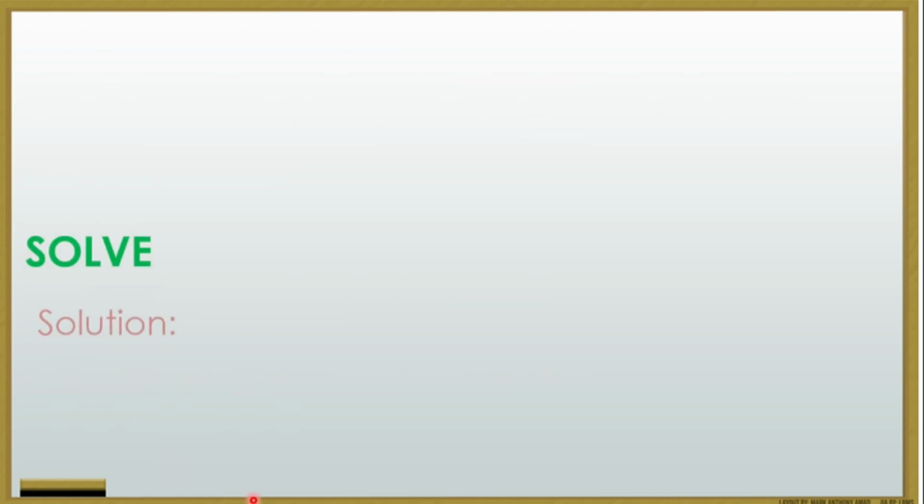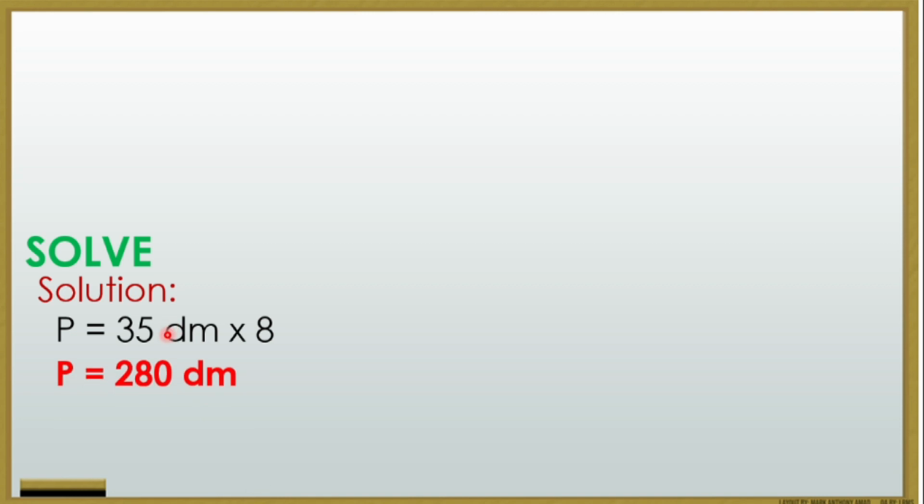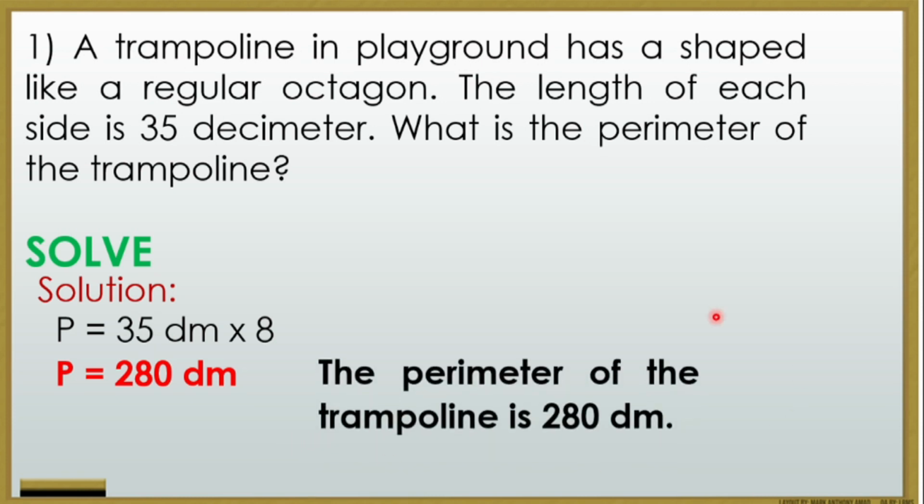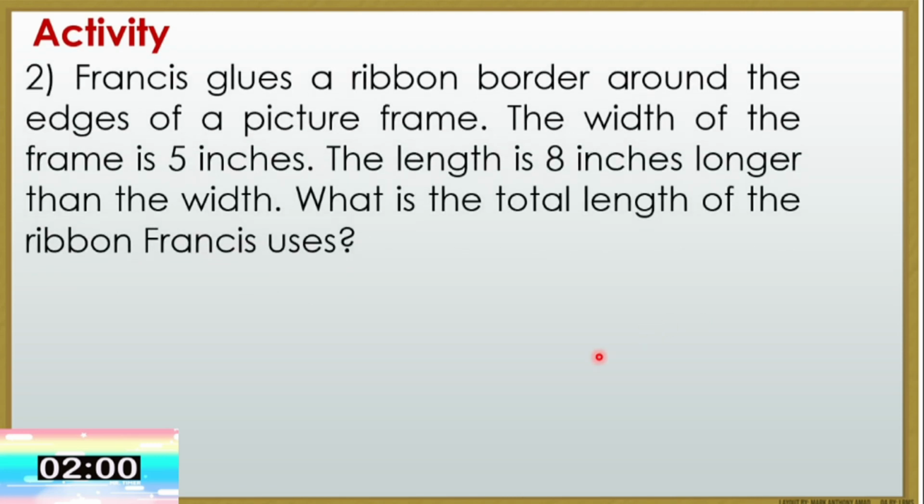Then we're going to solve. So 35 multiplied by 8, the answer is 280 decimeters, and then the final answer is the perimeter of the trampoline is 280 decimeters. Okay, I hope you already got the correct answer, Grade 4 pupils. Then for number 2, you have 2 minutes. Your timer starts now.